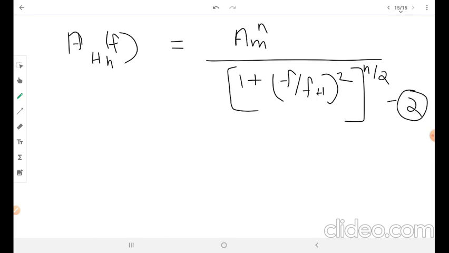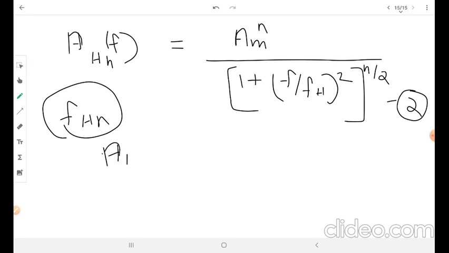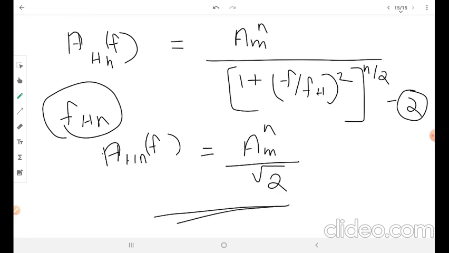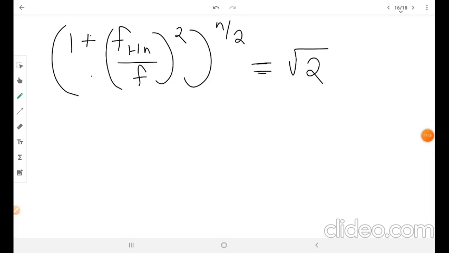Then if the overall upper cutoff frequency is FHN, what will be the gain at this overall upper cutoff frequency for these n stages? We know that the gain will be reduced by root 2, so we can write like this. Then equate this with equation 2, and by equating we will get like this.